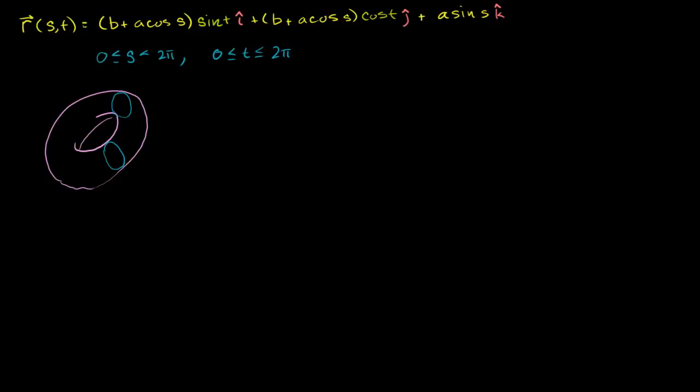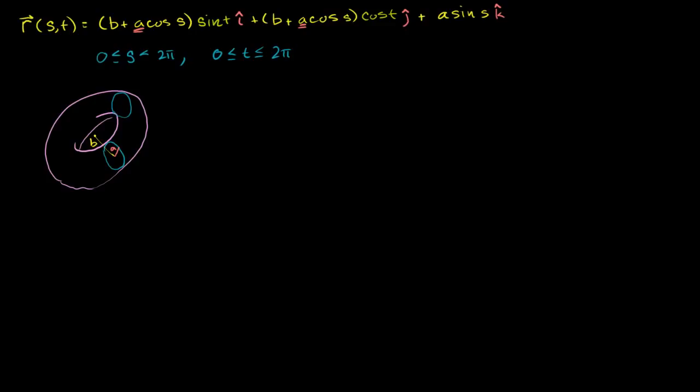And so when we derived this parameterization, a was the radius of these cross-sectional circles. That's what these a terms were. And b was the distance from the center of our torus out to the center of these cross-sections. So this was b. You can imagine that b is kind of the radius of the big circle up to the midpoint of the cross-section. And a is the radius of the cross-sectional circles.